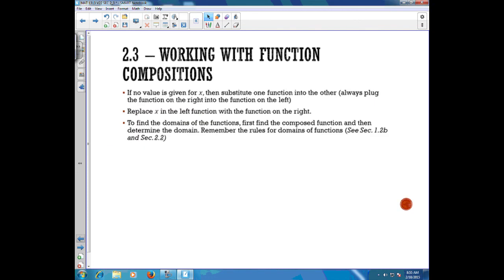So you're not always given a discrete value for x. If there's no value given for x, then you just want to substitute one function into the other, just like we did in the very first example. Always plug the function on the right into the function on the left. Basically, you're going to replace x in the left function with the entire function on the right. And so to find the domains of these functions, first find the composed function and then determine the domain. And remember the rules for domains. You can't divide by 0, and you can't have a negative under a square root.